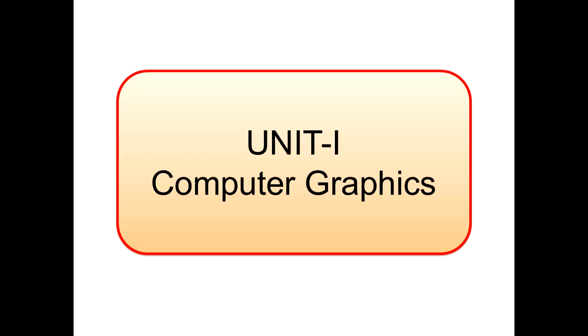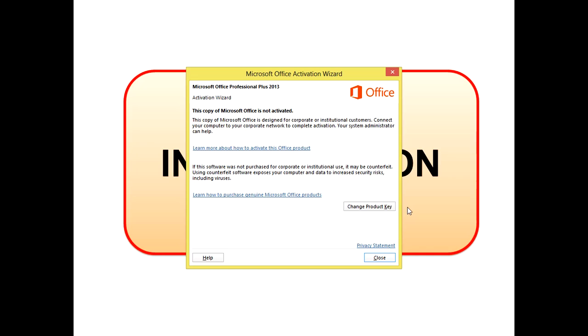So we have the first unit, that is computer graphics. In the first unit we are going to learn the basics of computer aided design and some basic geometric transformations, and finally the geometric mapping. So in today's lecture we are going to cover some part of these points.